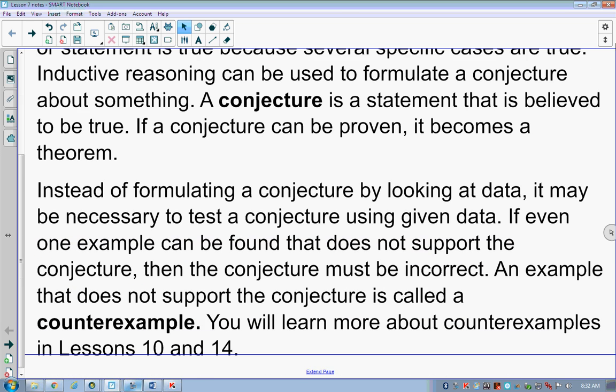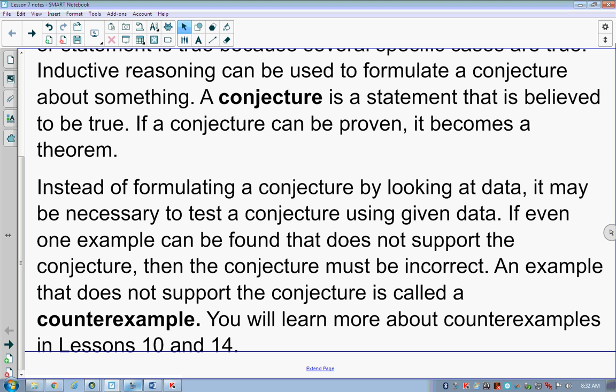Instead of formulating a conjecture by looking at data, sometimes it's necessary to test a conjecture using given data. Sometimes you can't tell if something is true per se. For instance, there are statements that are really hard to prove. One statement that I can make is, all roses have thorns. Okay? There's a statement. Now, what would we have to do to prove that statement? We'd have to check all of them. Is that going to be possible? No, it's going to be impossible to check all roses.